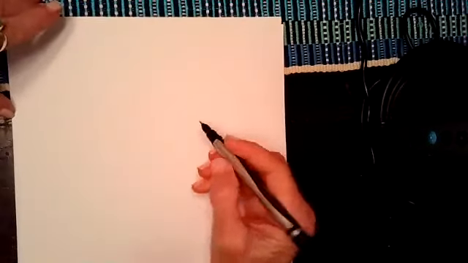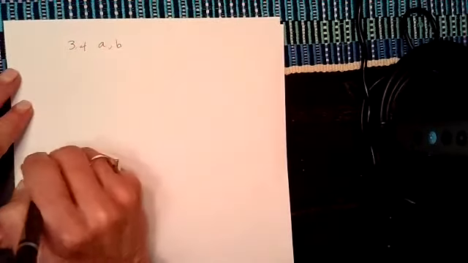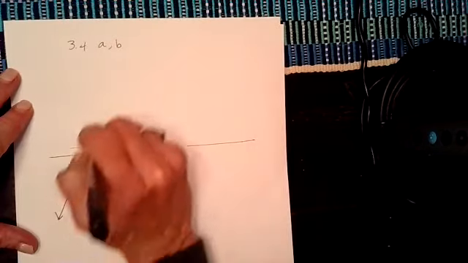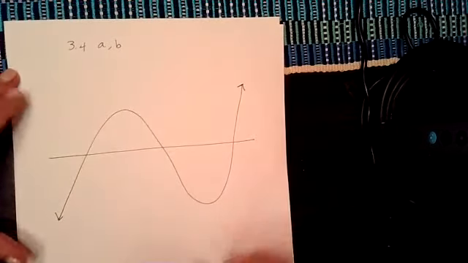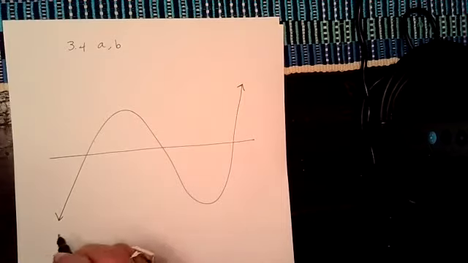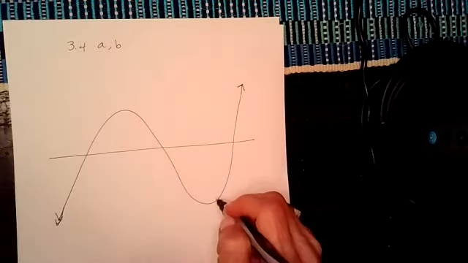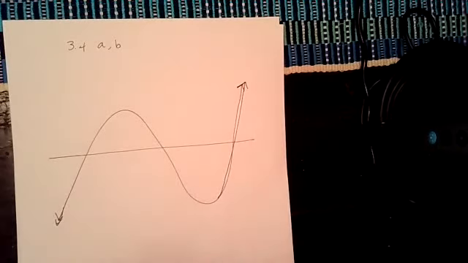All right, absolute extrema on a closed interval. Let's talk about what we've already done. In 3.4a and b, we talked about graphs. To recap, if you look at this graph, there's no absolute minimum because it keeps going down forever, and there's no absolute maximum because it keeps going up forever.